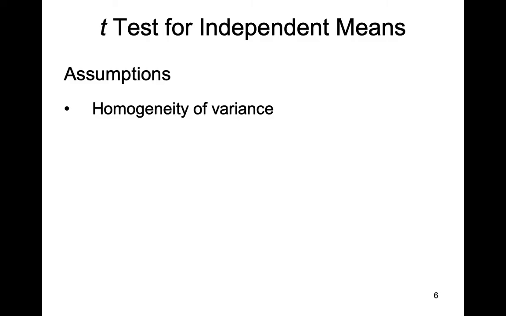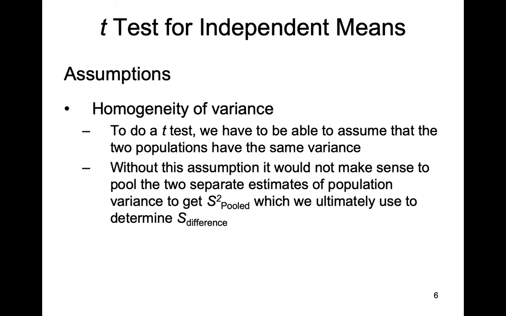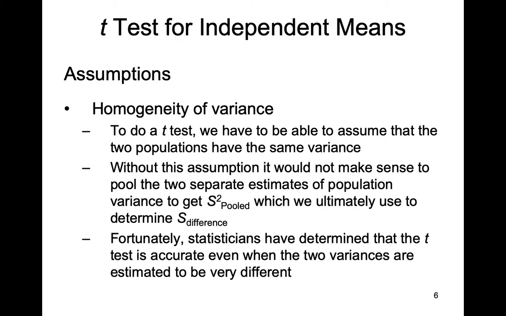A second assumption is homogeneity of variance. And this is really the assumption behind why we pool the variance together to get that single pooled estimate of variance. And so to do a t-test, we have to be able to assume that the two populations have the same variance. Without this assumption, it just wouldn't make sense to pool the variance, to pool together those two separate estimates, which we ultimately use to get the pooled estimate of variance, and then ultimately use that to determine the standard error of the difference.